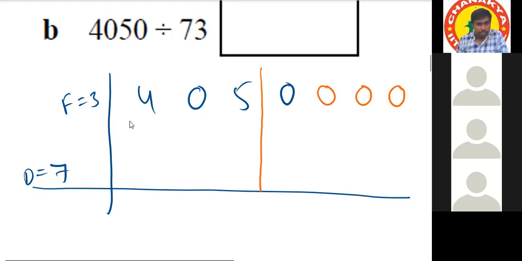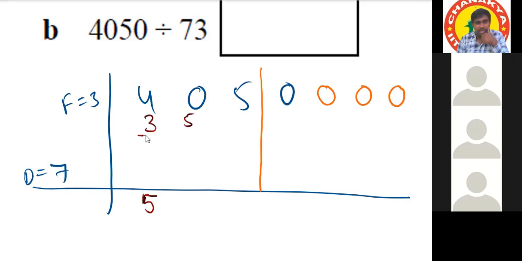Sir, we cannot do it with 4, so we directly take 47. In 47, how many times will 7 go? You can keep 4s, 7 4s are 28. 7 5s are 35. It will be 5 times. 5 times will go. 7 5s are 35.